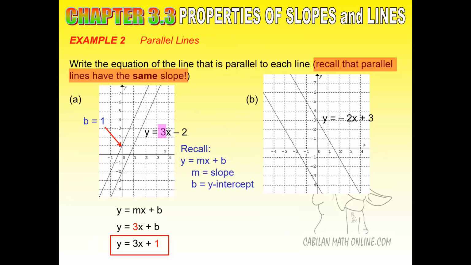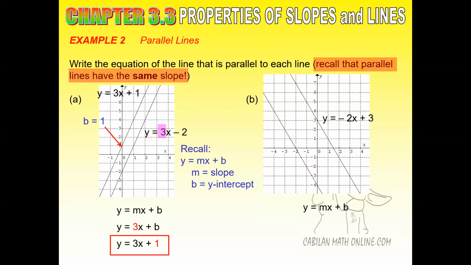Okay, same thing with the other line here. If you take a look at the two lines, you notice that they're both falling down on the right. The equation that's given to you is y equals negative 2x plus 3. So starting off by writing down y equals mx plus b, remember that the slopes of parallel lines are always the same.